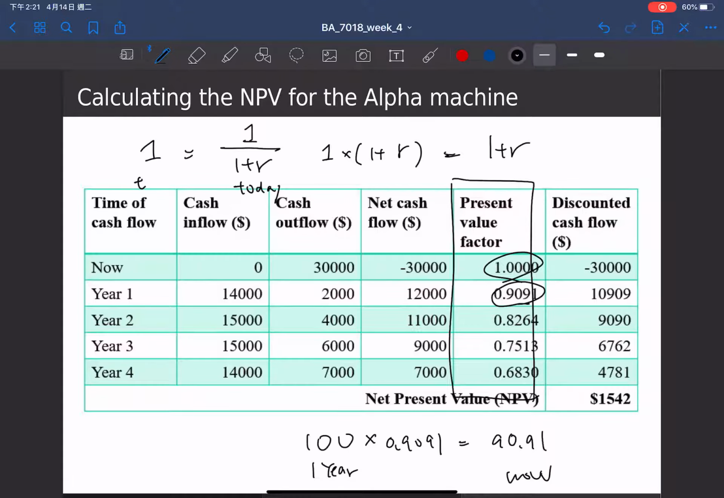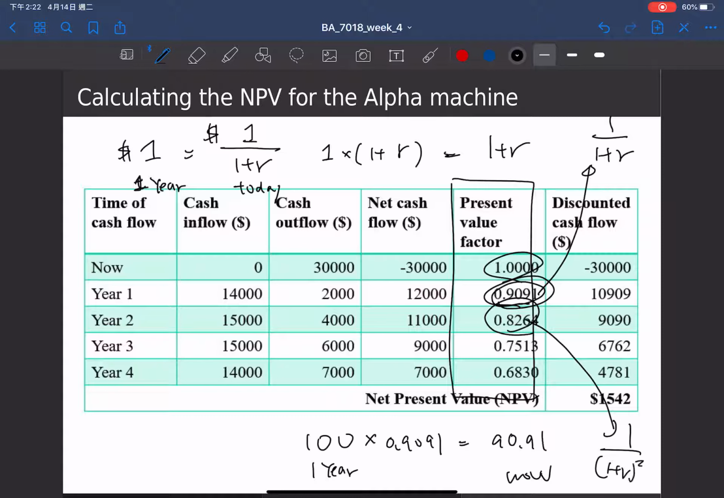Not today, next year, so 1 year. So basically that means this factor is 1 over 1 plus R. And this number is 1 over 1 plus R to the power of 2. This number is 1 over 1 plus R to the power of 3. And so on.